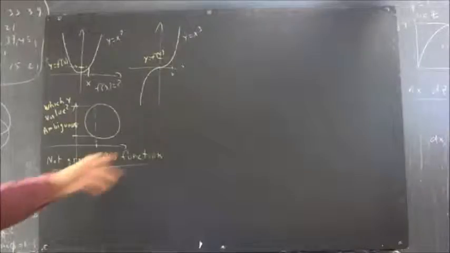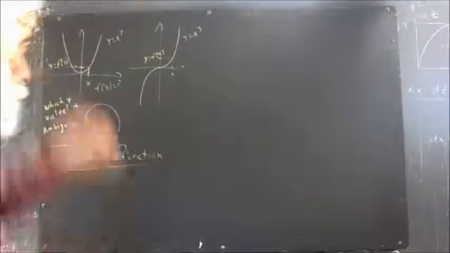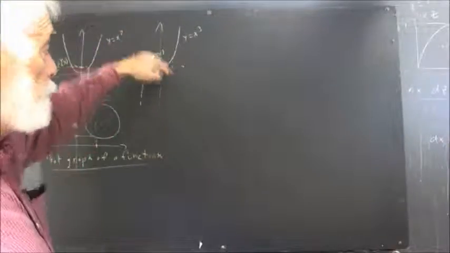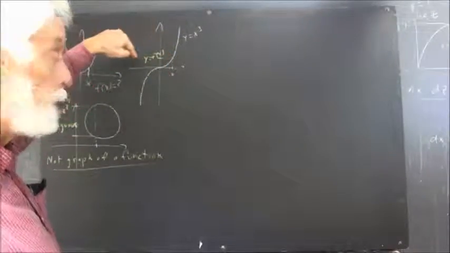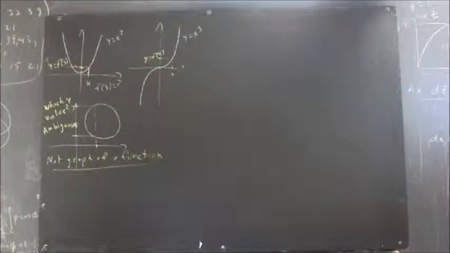Now, also we have the graph of y equals x cubed. Well, that graph, as we know, looks like this. And again, any x value that we choose, there's only one point where a vertical line from that x value intersects the graph, and that is the value of y for the function. So we have this thing called the vertical line test.